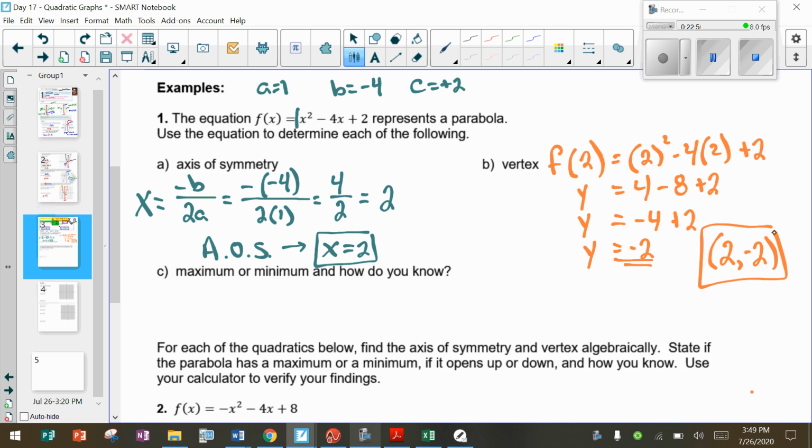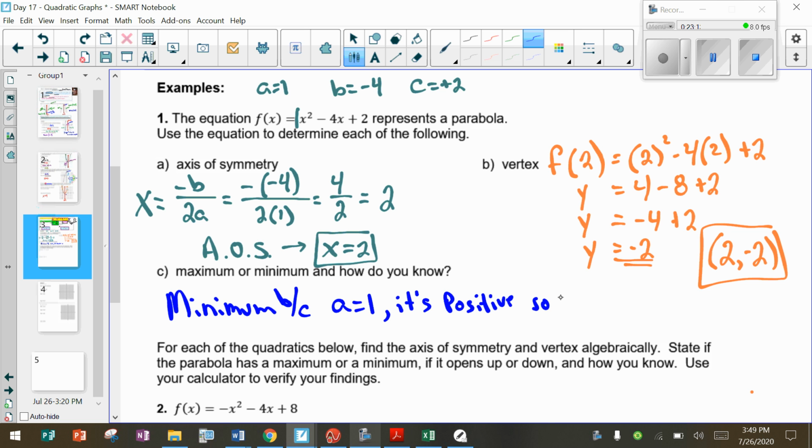So is this vertex point, 2, negative 2, a maximum or a minimum? The answer is going to be a minimum, because the a value in the equation equals 1. It's positive. So that means our parabola is a U-shape. So the vertex is a minimum. If the a value is happy and positive, then it makes a smiley face.